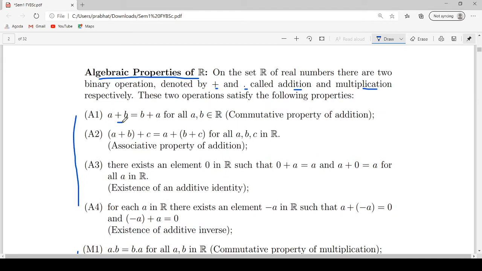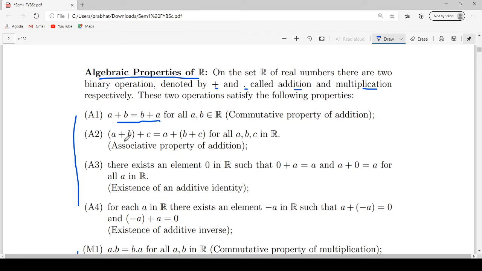Let's see the first property with respect to addition. It is the commutative property of addition. That means the order in which you are adding the real numbers is not important. That means a plus b is equal to b plus a for all a and b inside our set of real numbers R.